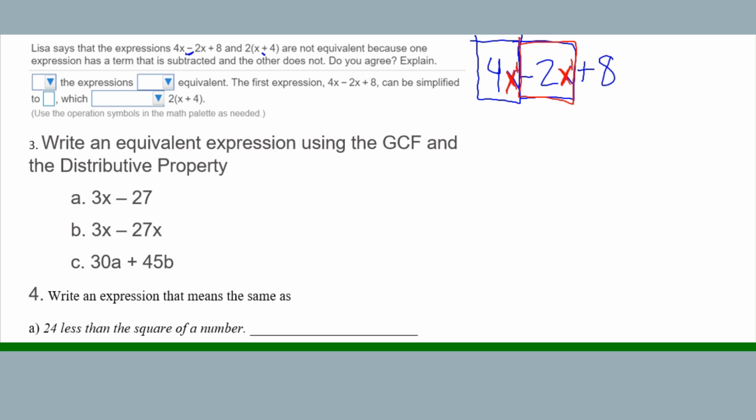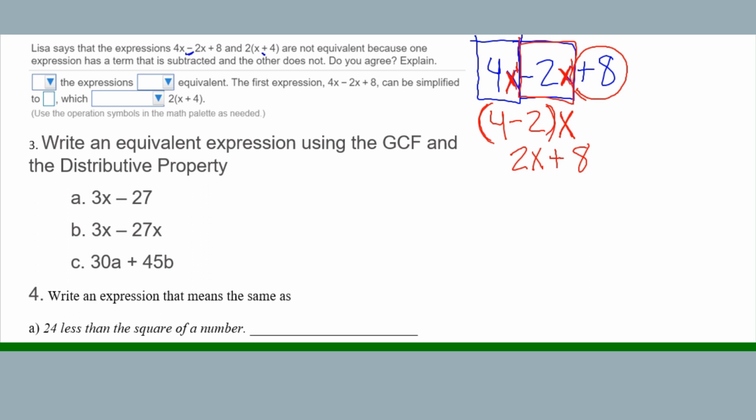So since I have 4 times x minus 2 times x, I'm going to factor out the x. So I'm going to factor out the x, put the x outside of the parentheses, and I have 4 minus 2. 4 minus 2 is 2, and that 2 needs to be multiplied by x to maintain equivalency. So 4 x's minus 2 x's is 2 x's. And then the 8 does not have any like terms, so I'm just going to put plus 8.